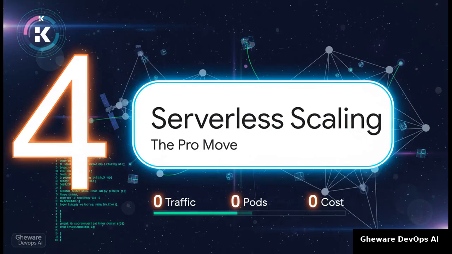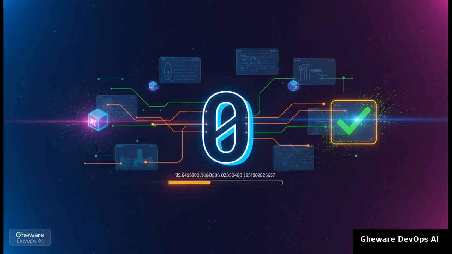Okay, now for the pro move. We've talked all about scaling up, but what about scaling down? I mean, true efficiency is when you have zero traffic, you have zero pods, and you pay zero cost. That is the incredible promise of serverless on Kubernetes. And honestly, this is a total game changer.